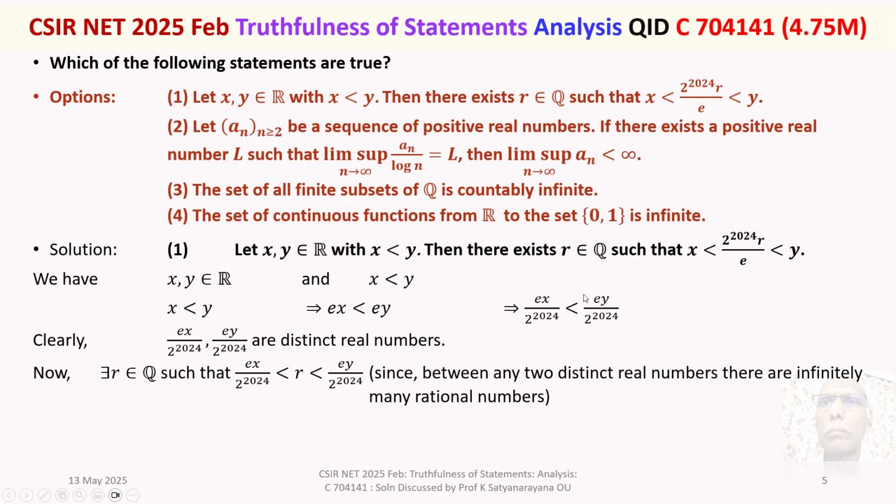Now x is less than y, this is what we have, then multiply throughout by 2 power 2024 by e. Then you will get x less than 2 power 2024 multiplied by r by e less than y. Thus, we got option 1. Thus, option 1 is true. We continue.